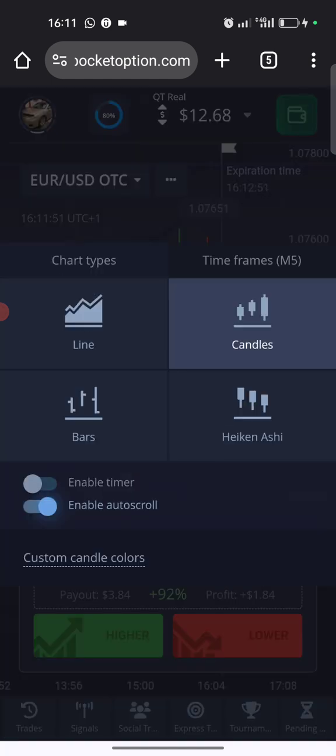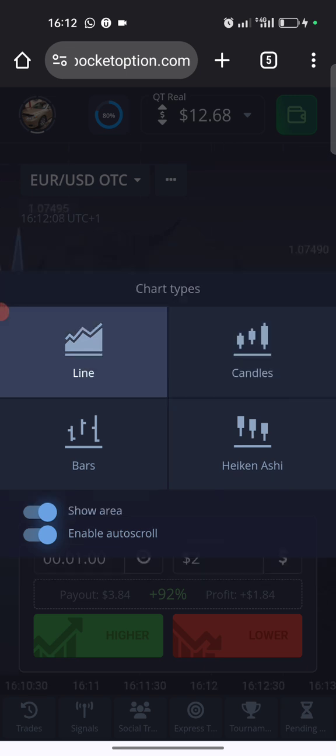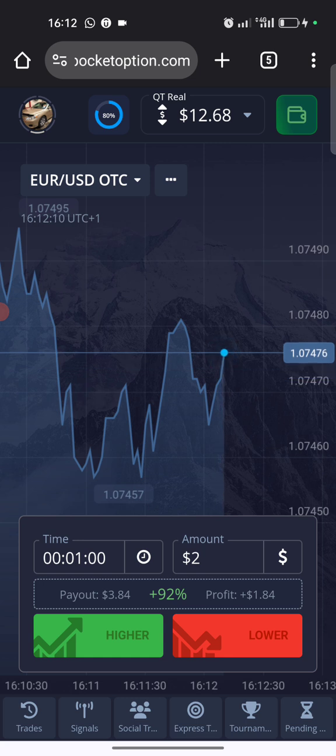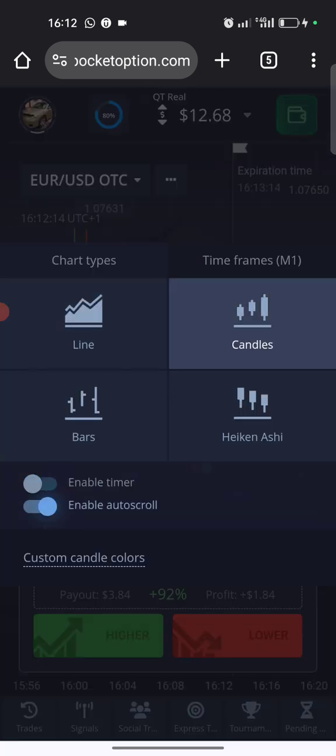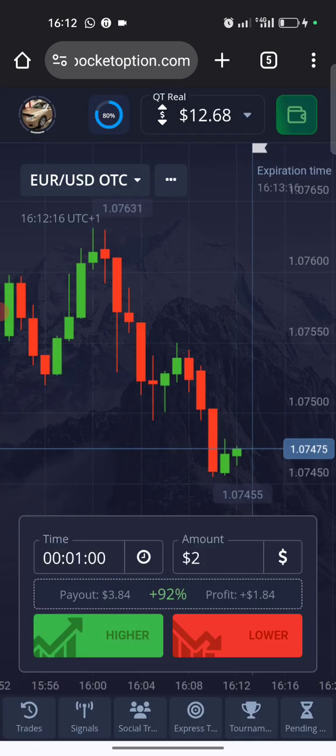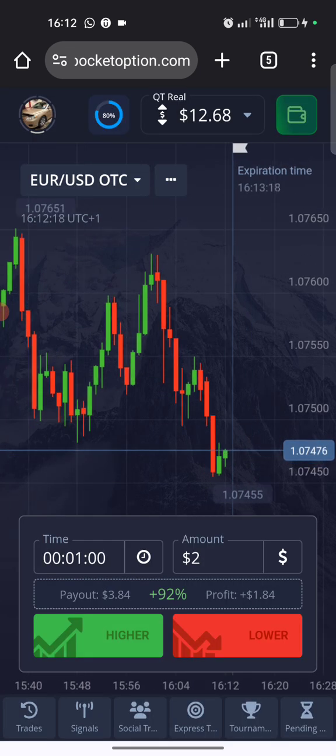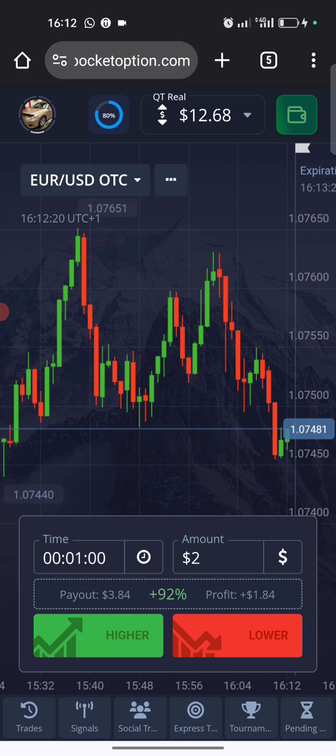Sorry, this is actually the chart types. You can see it here. We have four chart types, as you can see on the dashboard. We have the lines. This is how the lines look. If you click on it, you can see how it is. We also have the candles. You can trade with candles, and you can actually analyze with the candles as well.